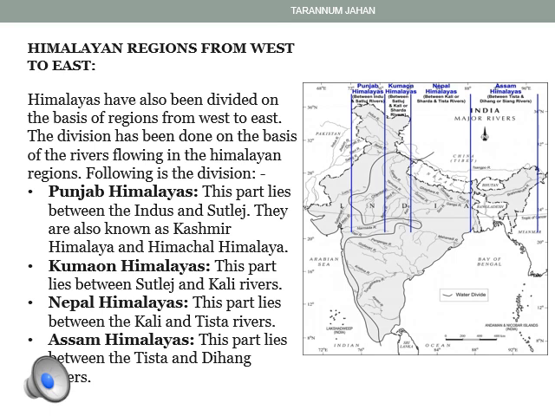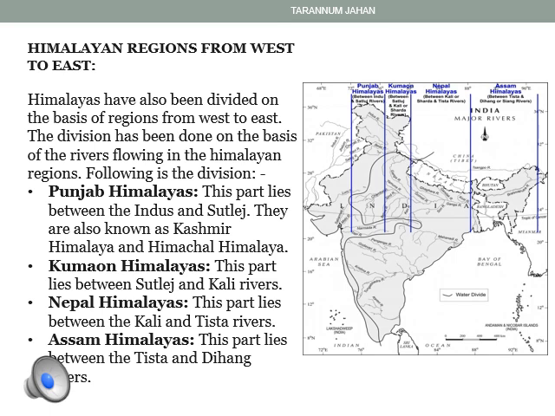The Punjab Himalayas. Where are the Punjab Himalayas? They lie between the Indus and the Satluj rivers, and they are also known as the Kashmir Himalayas and Himachal Himalayas. Then comes the Kumaon Himalayas. Just see the lines I have drawn. The Kumaon Himalayas lie between the Satluj and the Kali river.